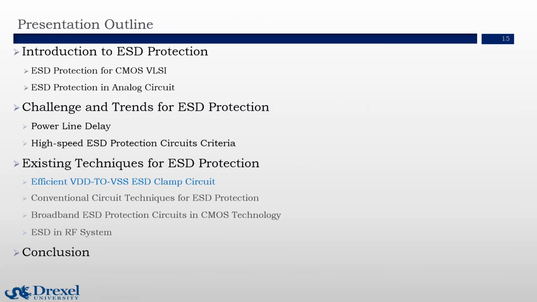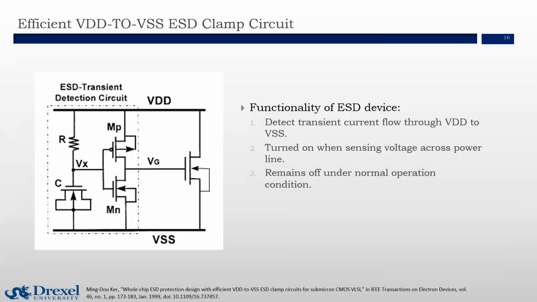Let's first take a look at the efficient VDD to VSS ESD clamp device in CMOS VLSI. So this is a typical design of an ESD clamp device. The operation can be described as follows. We first detect a transient current flow through VDD to VSS. And this will turn on the sensing transistors. And this transistor will remain off under normal conditions. Next, let's take a look at how this works in detail.